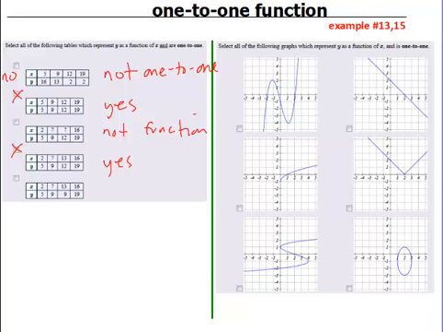Okay, what about the last example? Again, it is a function, but because these outputs of 9 come from two different inputs, it's not one-to-one. Okay, and so again, your only two choices that would work on this would be these two here.